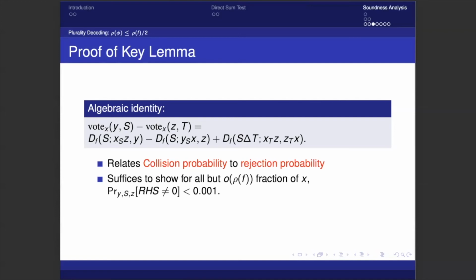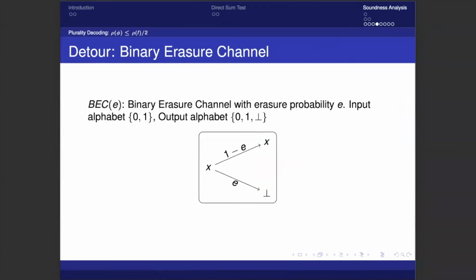So for this talk, we're just going to focus on a single term on the right-hand side. And we're going to prove that for most choices of x, the probability that that term is non-zero is small. But first, we're going to take a short detour, and I'm going to introduce the binary erasure channel.